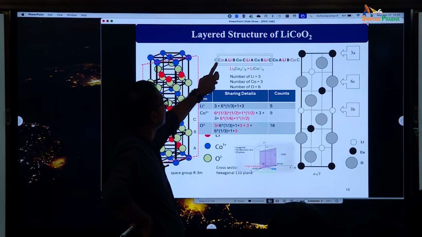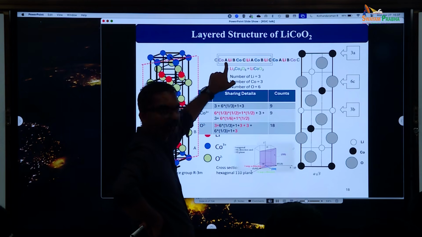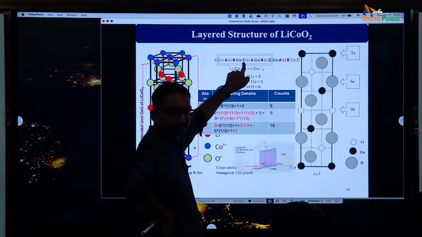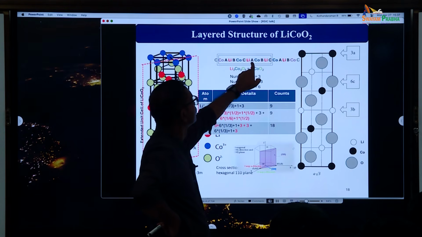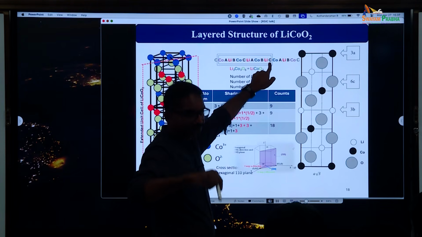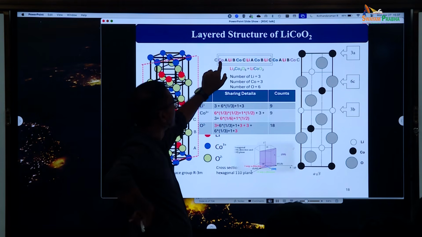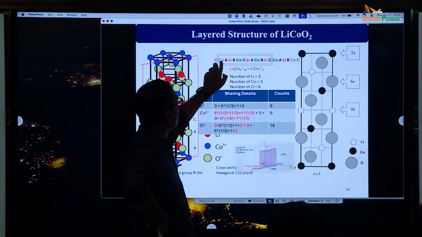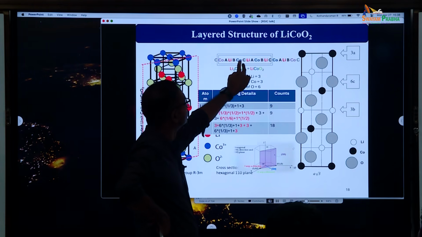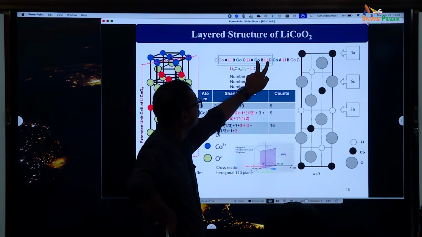I will start with the C layer first. C, then comes A, B, C, then A, B, C. That is my anion lattice. Between the two anions, I have to put cation. I start with cobalt. Cobalt, next lithium, okay, lithium.